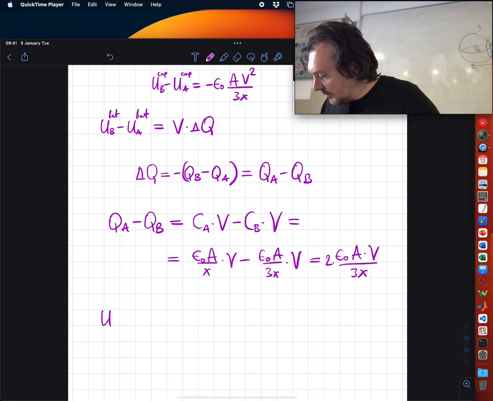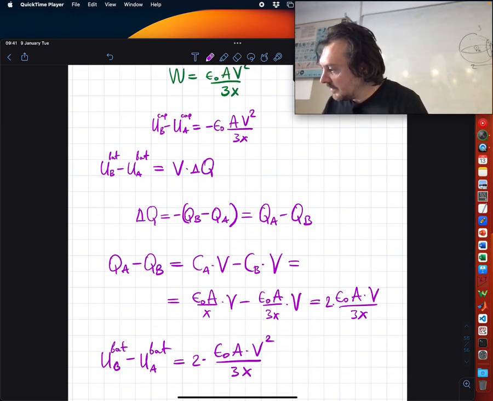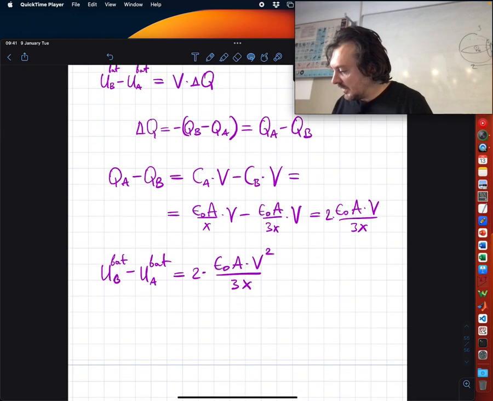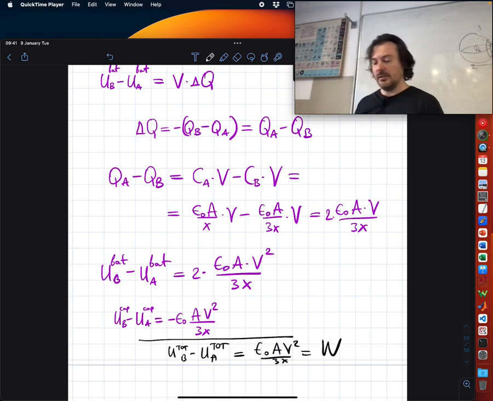So U battery B minus U battery A is 2 epsilon 0 A V over 3X times V. So it becomes this one, and this is due to the capacitor. Copy and paste it here. This is due to the capacitor, this is due to the battery. U total B minus U total A is indeed epsilon 0 A V squared over 3X, which is indeed equal to the work done.